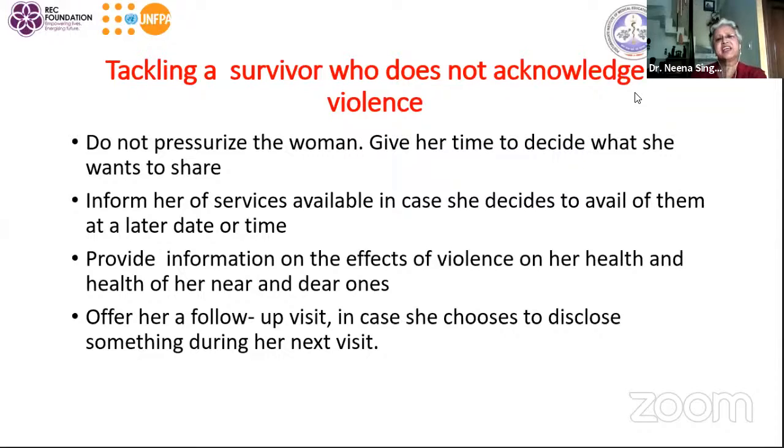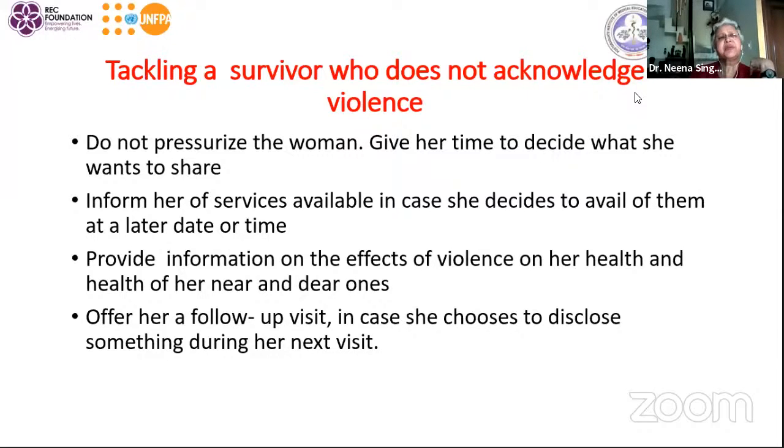You cannot pressurize such a woman, and you cannot force her to tell you anything. So you need to make her feel comfortable and give her time to decide whatever she wants to share. You can give her information, and you can tell her what all services are available in case she decides to avail of them at a later date or as an afterthought. Provide information on the effects of violence. You can counsel her on what the effects of violence are and how it will affect her life and her children's life or anybody who's near and dear to her. Offer her a follow-up visit in case she chooses to disclose something during her next visit.